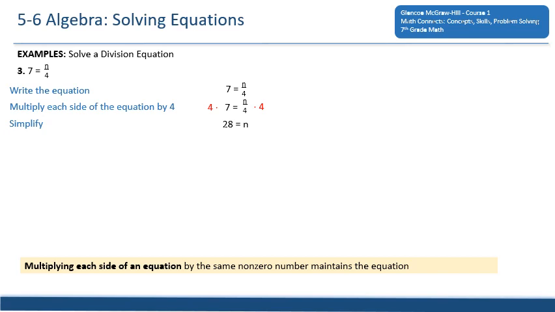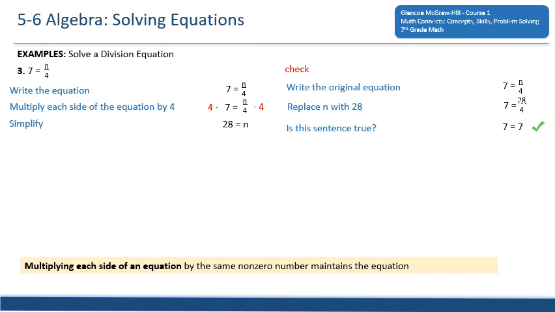So I get 28n, because 4 times 7 equals 28. And I've simplified the 4 and the 4. I've just crossed those both out because 4 is really 4 over 1. And then I can check that by writing the original equation, 7 equals n over 4. And I can replace n with 28 because to the left you see that I said n equals 28. So 7 equals 28 over 4, or 28 divided by 4. And we know that 28 divided by 4 is 7 because 7 times 4 is 28.